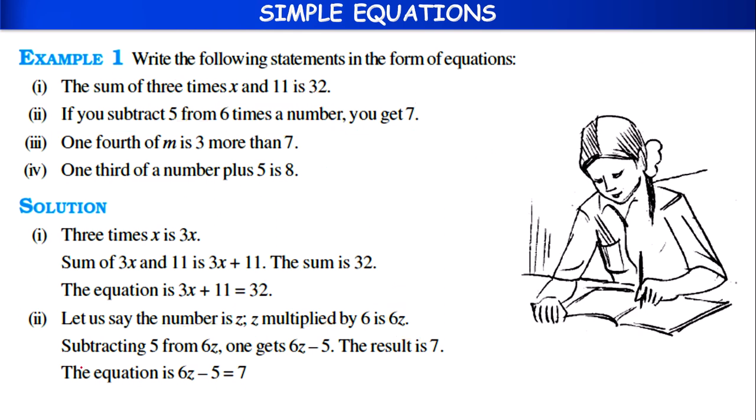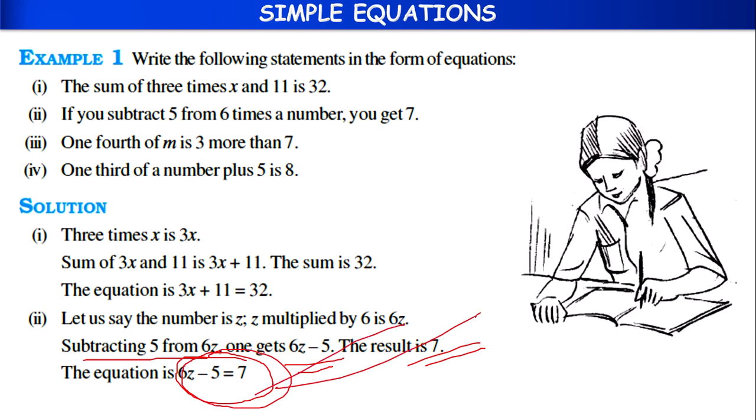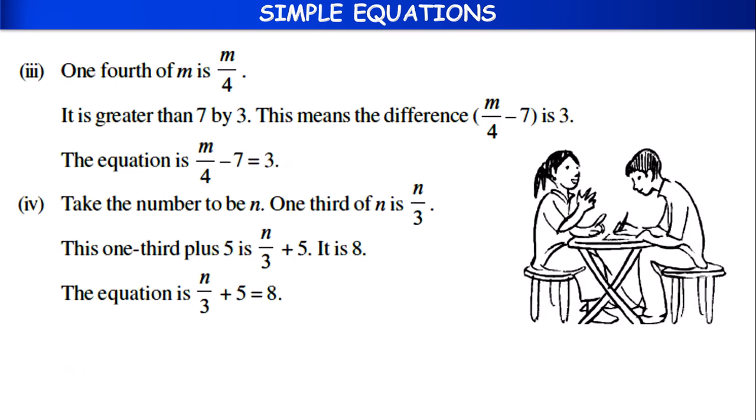So subtracting 5 from 6z means 6z minus 5. Result is 7. So the equation is 6z minus 5 equal to 7. Next.